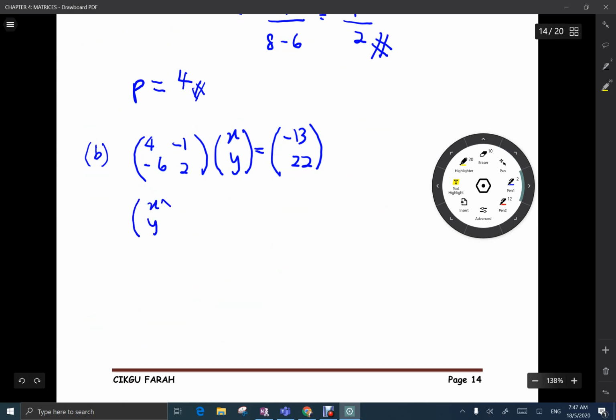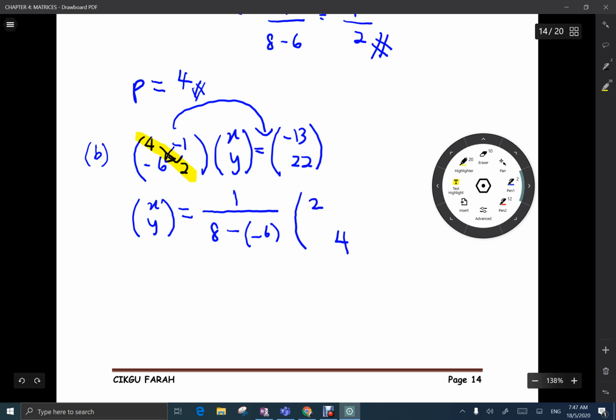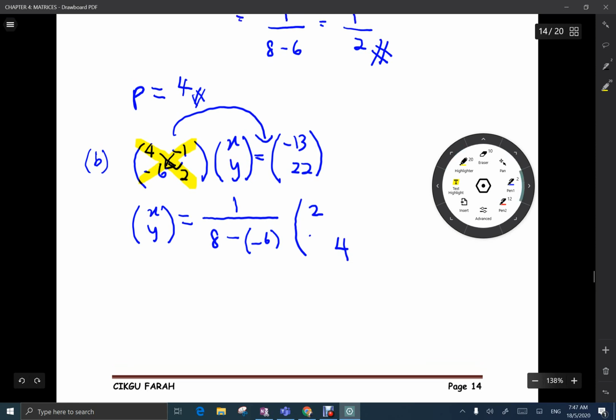So, find xy. Move this to the other side, so it becomes the inverse. Right? So, 4 times 2 is 8 minus negative 1 times 6 is negative 6. This part we change position, so the 4 becomes 2, 4. On this side you change sign, so negative 6 becomes 6, and negative 1 becomes 1. And then times, don't forget, with negative 13, 22.